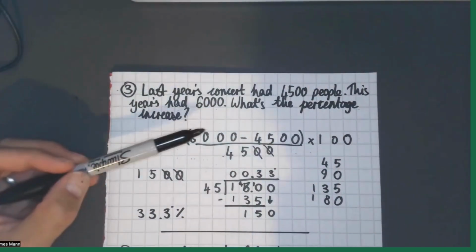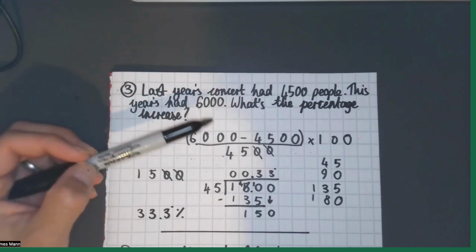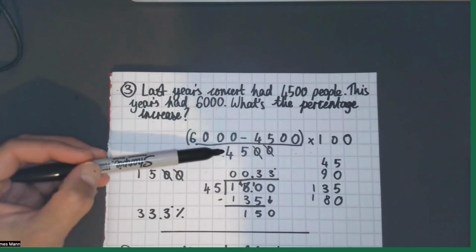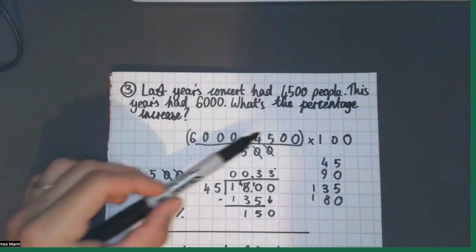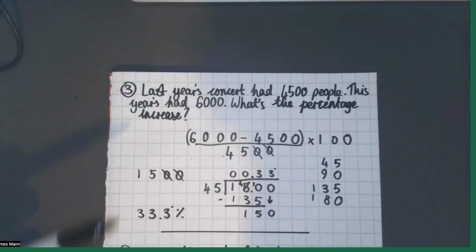So this is my method. It's the new number, take away the original number, divide that difference by the original number, and multiply by 100. If the numbers are in the thousands, you can cancel out. So if one was 4,500 and the other was 150, you could divide both of them by 10 to make it 450 divided by 15. So however many zeros you've got, you're able to divide by 10 or 100, depending on each side.